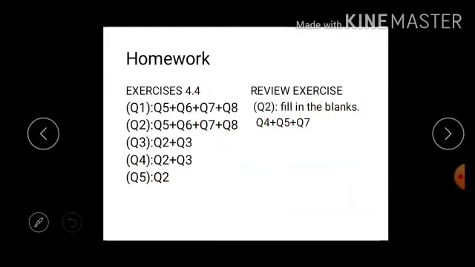Homework: exercise 4.4, question number 1, part 5, 6, 7 and 8. Question number 2, part 5, 6, 7 and 8. Question number 3, part 2 and 3. Question number 4, part 2 and 3. Question number 5, part 2. Review exercise, question number 2, filling the blanks. Question number 4, question number 5 and question number 7 for homework.